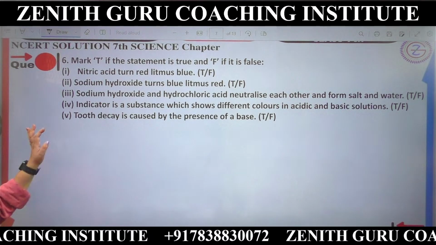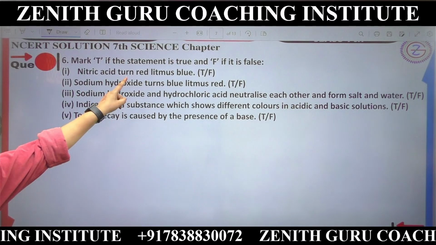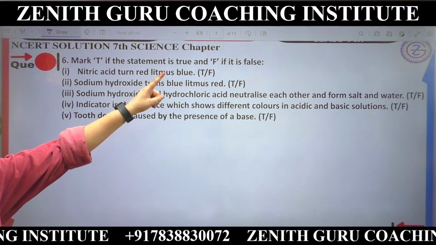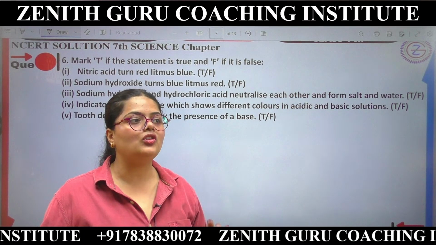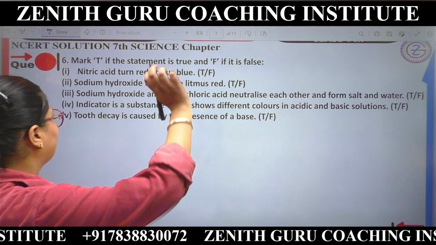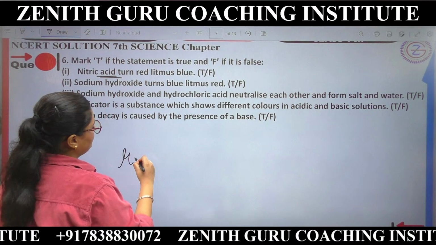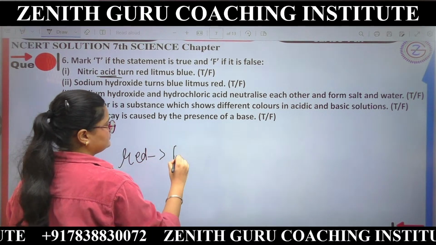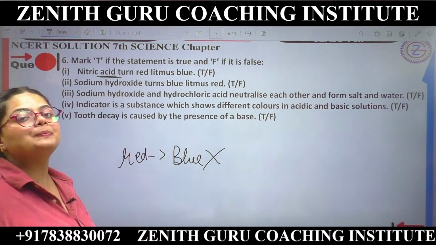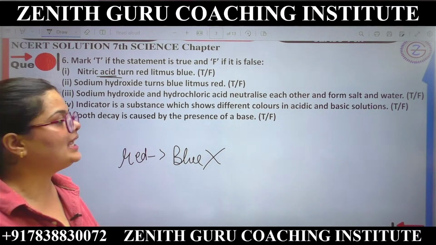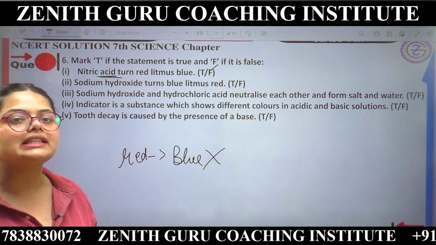हाँ, तो सबसे पहला क्वेश्चन क्या है हमारा? Nitric acid turns red litmus blue. ओके, निट्रिक एसिड क्या करता है? वो रेड लिटमस को ब्लू टर्न कर देता है. अब अगर एसिड है तो क्या वो रेड को ब्लू करेगा? नो, रेड लिटमस पेपर पे कोई कलर चेंज नहीं आएगा. सो व्हाट इट इज अ फॉल्स स्टेटमेंट.